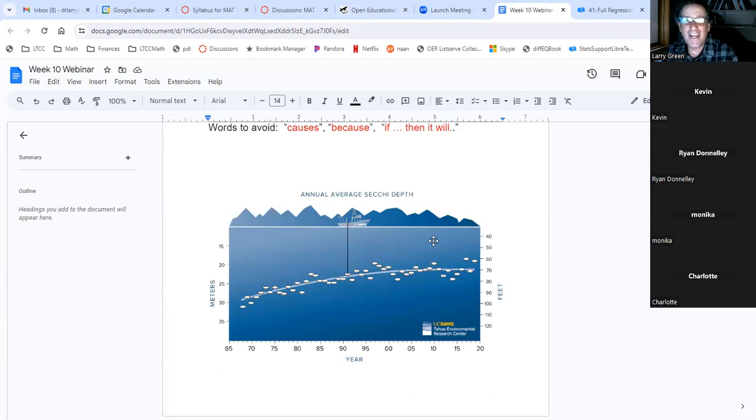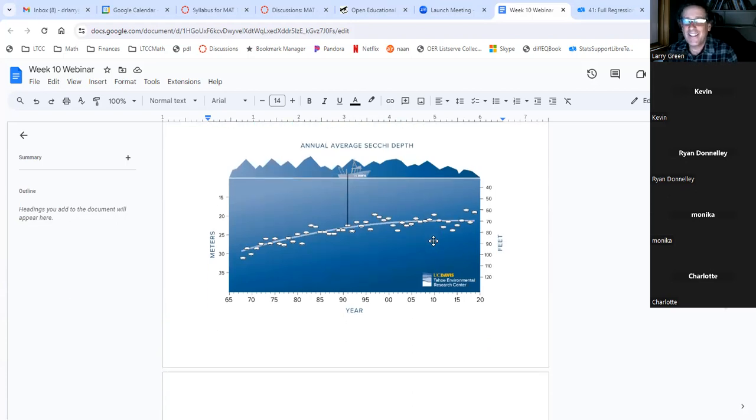All right, what I have now is a more recent picture. Look at the year 2000 to the year 2020. What do you notice just about that part? What's happened with the clarity of the lake? Yeah, I wouldn't say it stayed even, but we didn't have a downward tendency over the years.